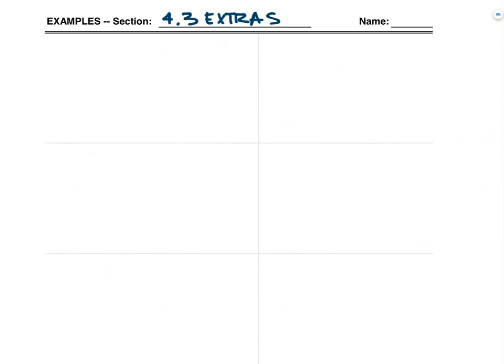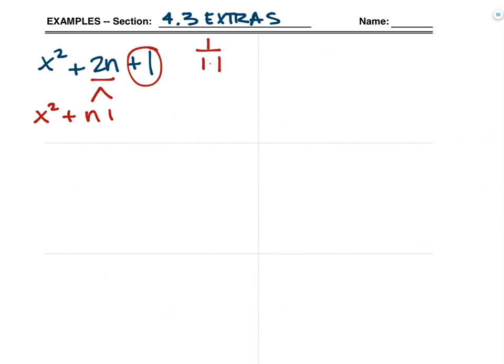So in our first example, let's have the polynomial of x squared plus 2n plus 1. And we're going to try and factor this. I'm going to take a look at my third term, because this is in descending order, and my third term is 1. The only way to get to 1 is 1 times 1, and 1 plus 1 is in fact the second term. So I can break this apart and write this as x squared plus n plus n plus 1.